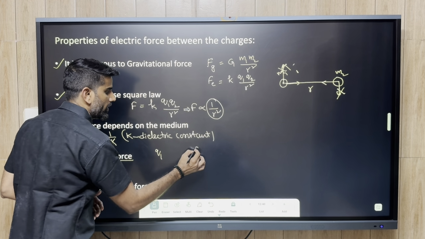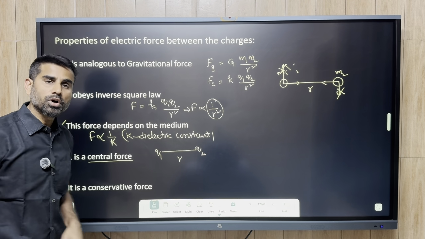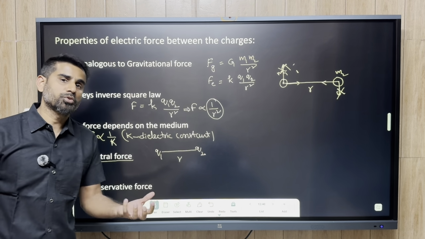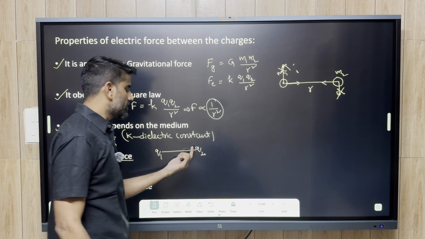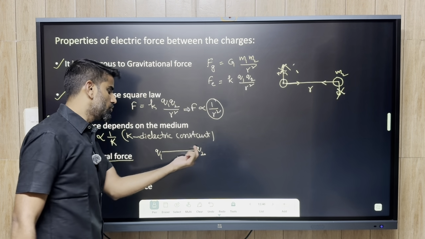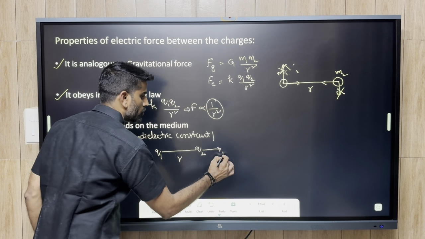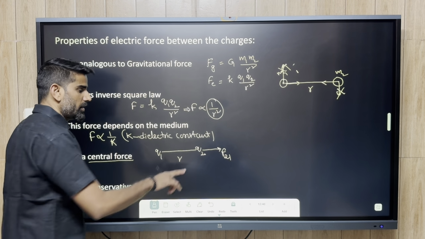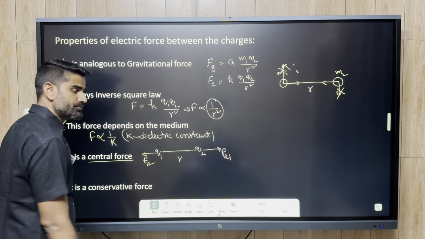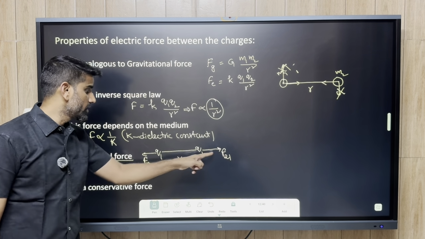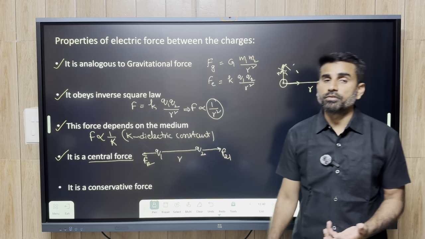I've taken charge q1 and charge q2. Separation between them is r. Now this q1 and q2 are similar type of charges, both are positive, like charges. That means there will be repulsion. This q1 must be pushing this q2 away, and this q2 is also pushing q1 away. Now q1 is exerting a force on q2. Force on q2 due to 1 is to the right, and force on 1 due to 2 is to the left. However, these two forces are acting along the line joining the two charges only. That's why we treat this force as a central force.